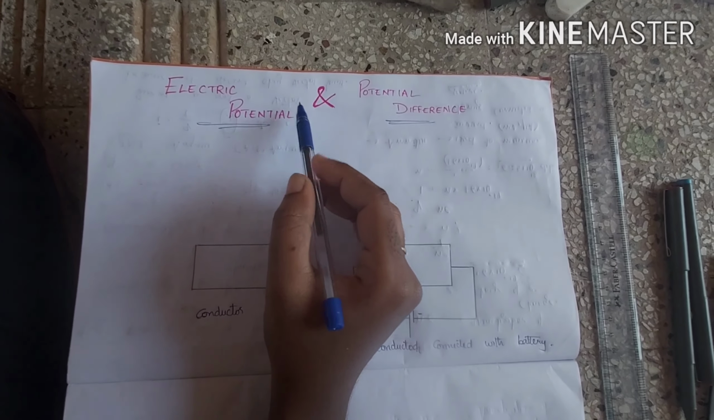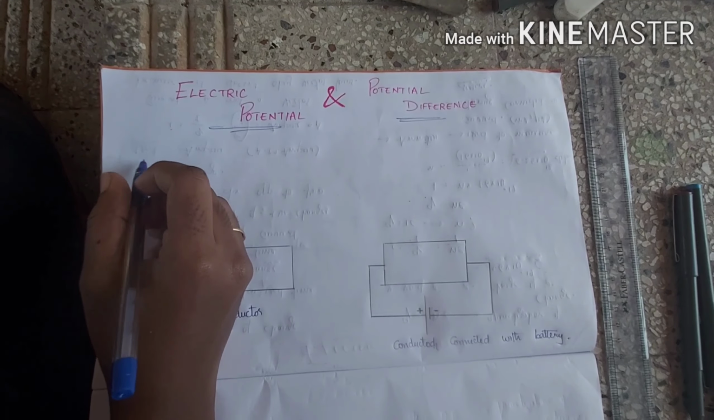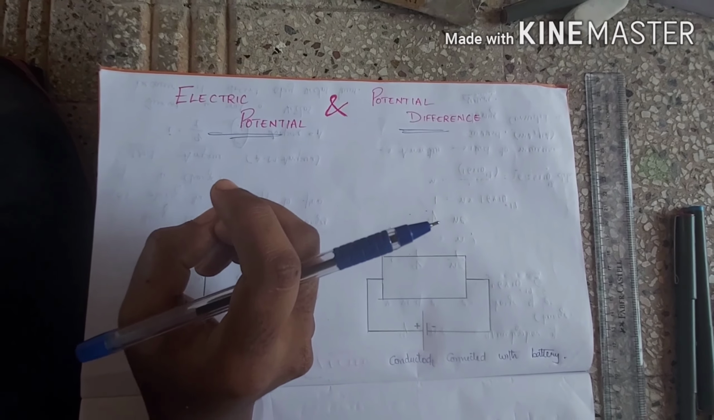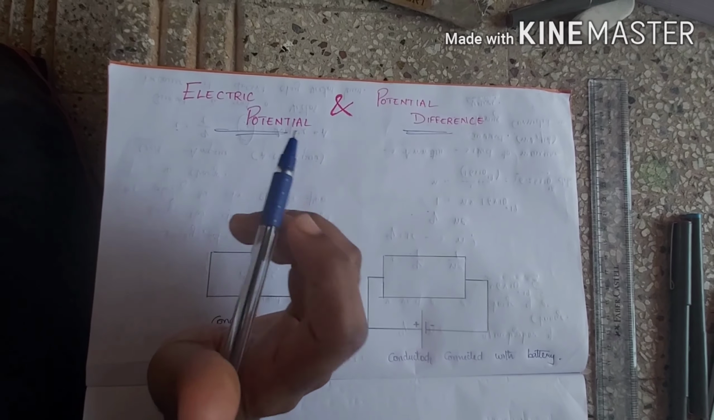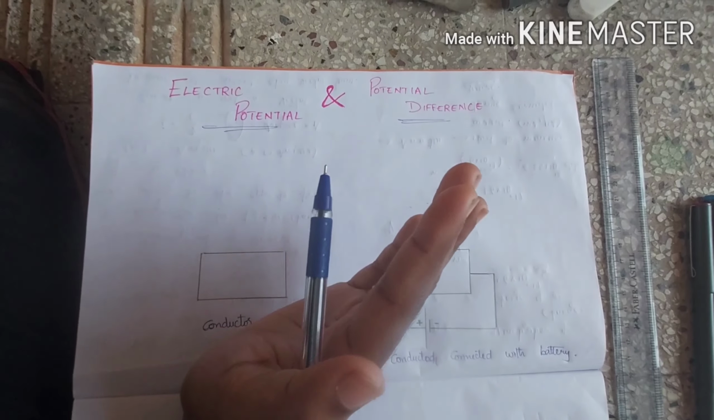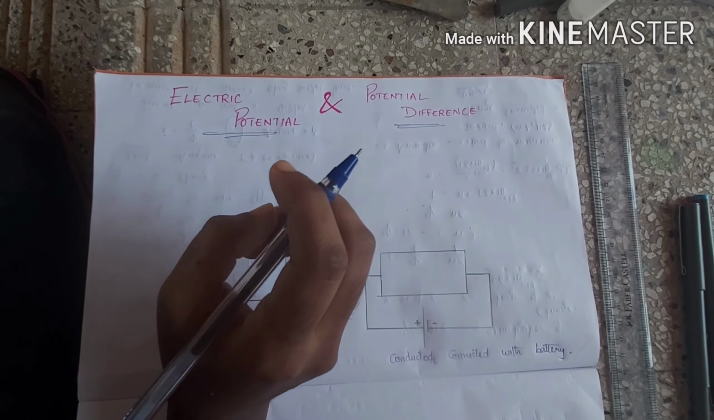Now we'll see the concept of electric potential and potential difference. So first, let us start with the definition. Electric potential means, see, when I'm trying to charge a body, if I want to make it positively charged, I'll remove electrons. If I want to make it negatively charged, I'll be adding electrons. So what am I actually doing here?